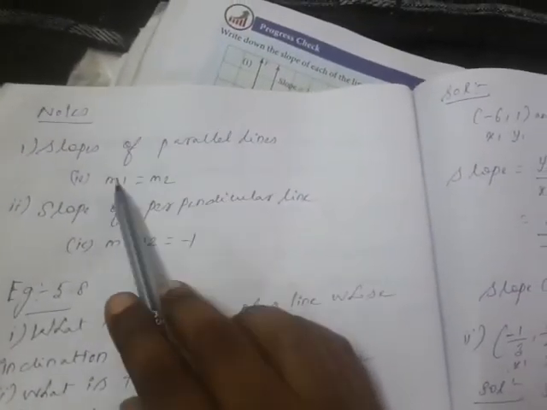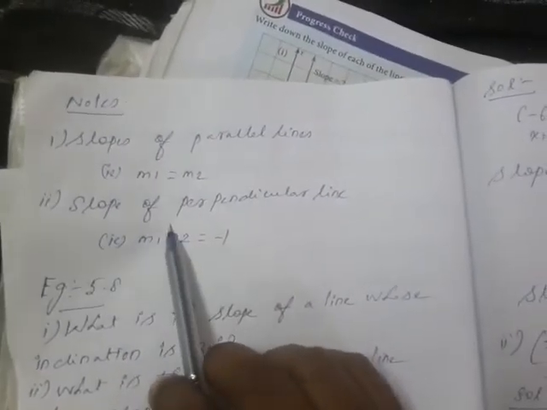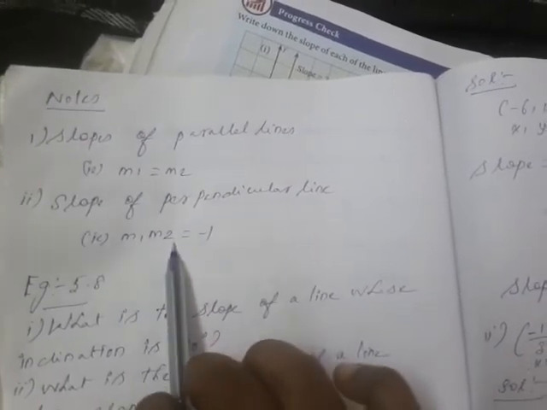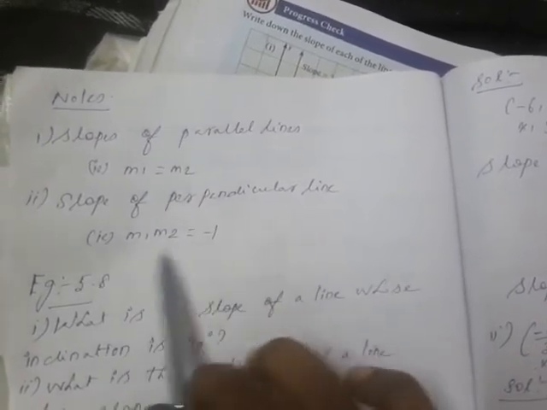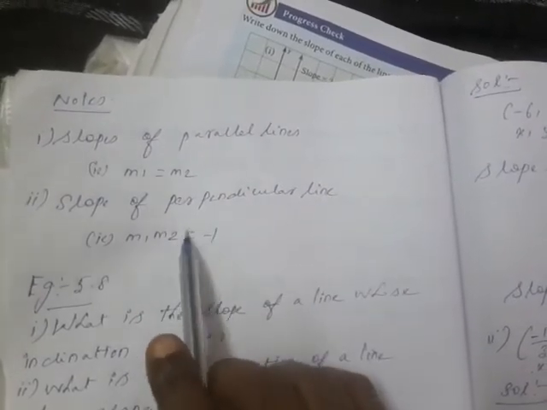We have to note these two notes. If two lines are parallel, what is the slope? The slopes m1 and m2 are equal: m1 is equal to m2. The same thing for perpendicular lines: if the lines are perpendicular, then m1 m2 is equal to minus 1. This condition is satisfied. If m1 equals m2, it is a parallel line. If the m1 m2 value is minus 1, then it is a perpendicular line.